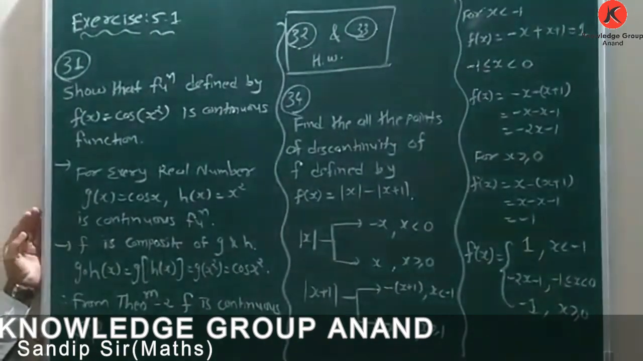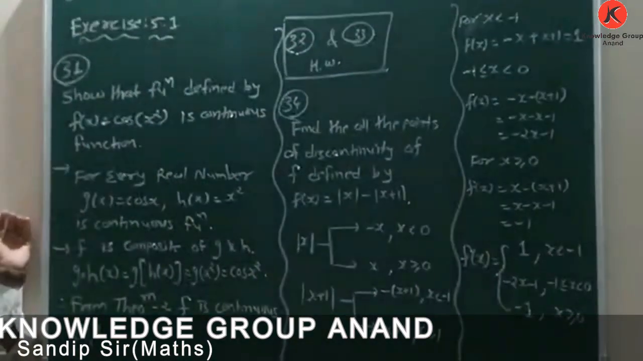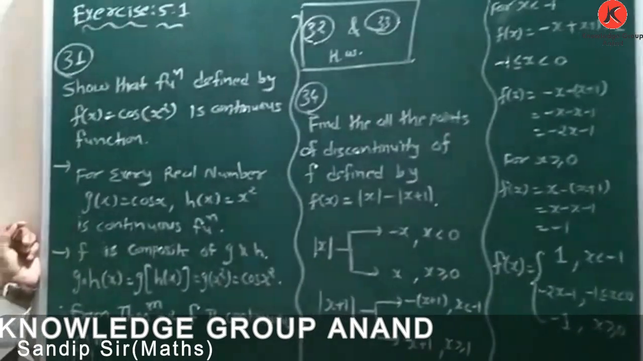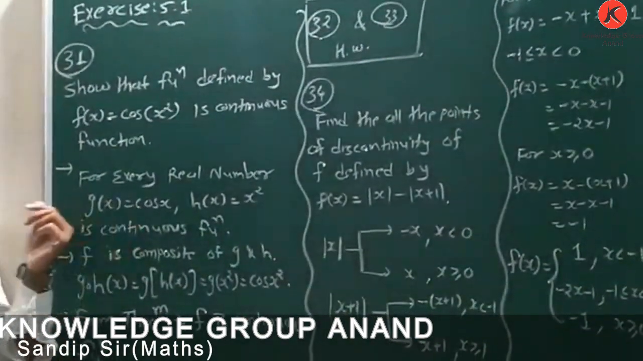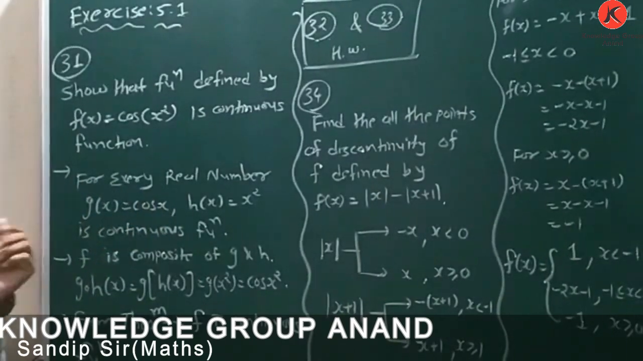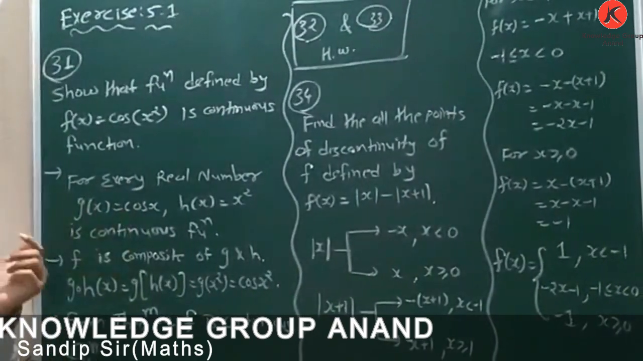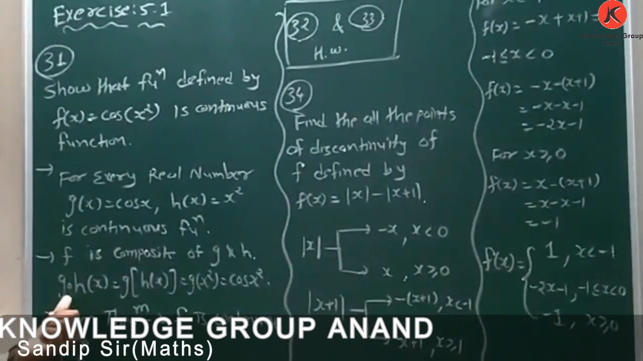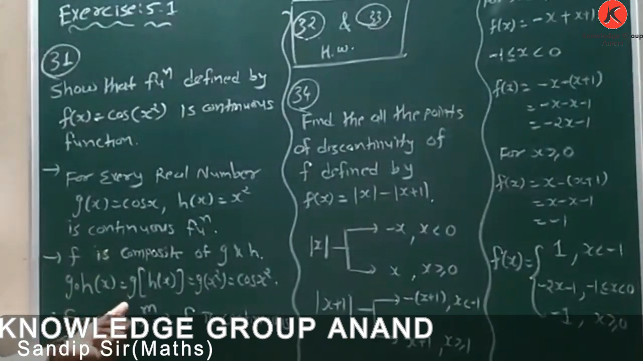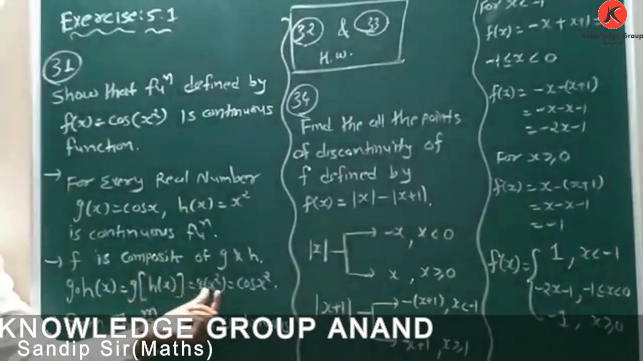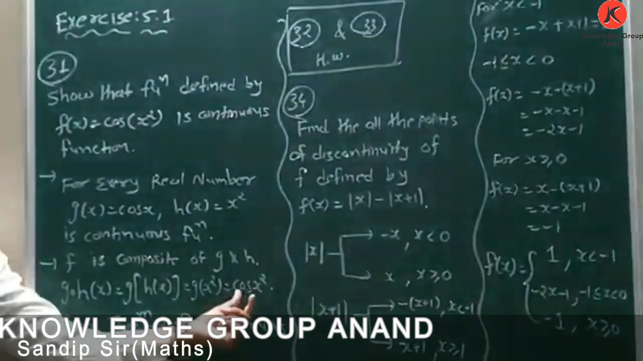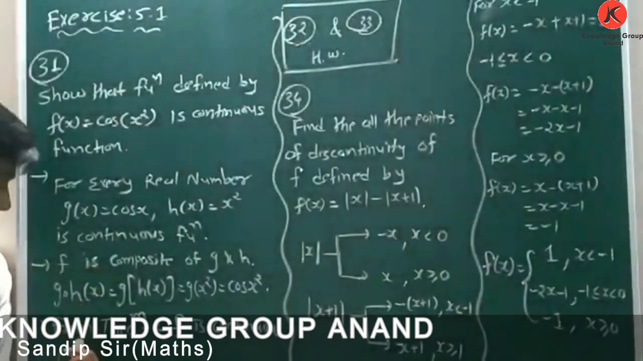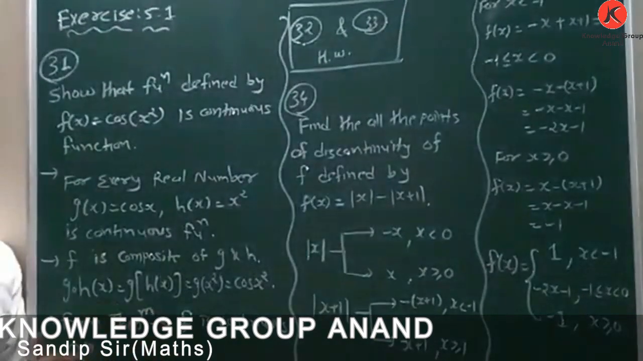Show that the function defined by f of x is equal to cos x square is a continuous function. Again, same as illustration example number 19. For every real number, g of x is equal to cos x and h of x is equal to x square, because f is a combination of these two functions, that means the composition function of cos x and x square. It is a continuous function because f is the composition of g and h: g composition h of x is equal to g of h of x, and h of x is x square, so that is g of x square, cos x square. Here cos x and x square both are continuous functions, so according to theorem 2, we can say that f is a continuous function.